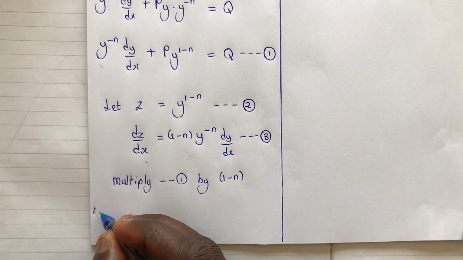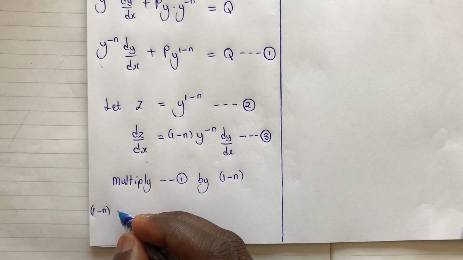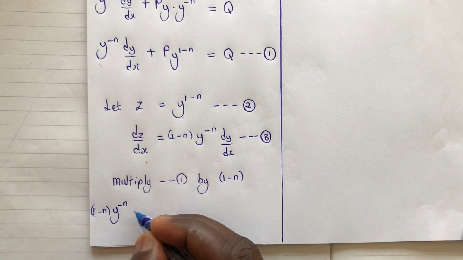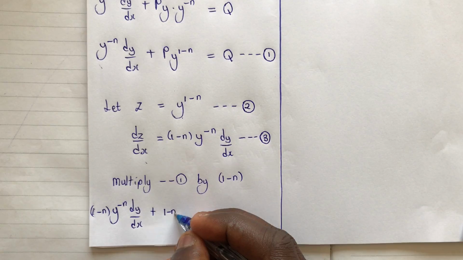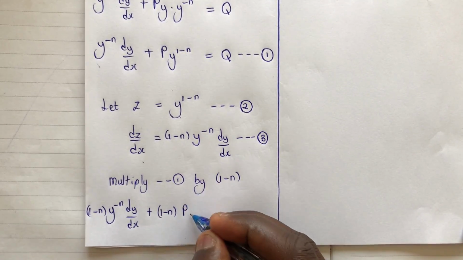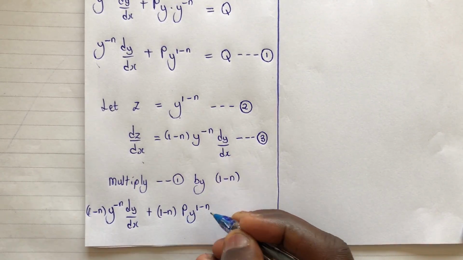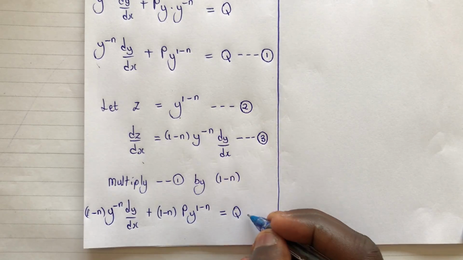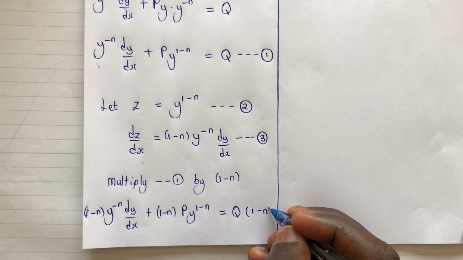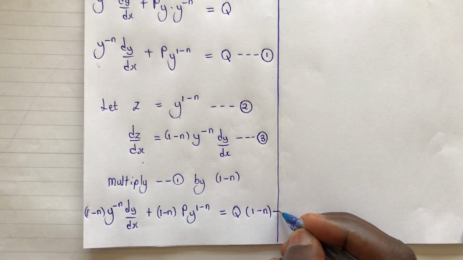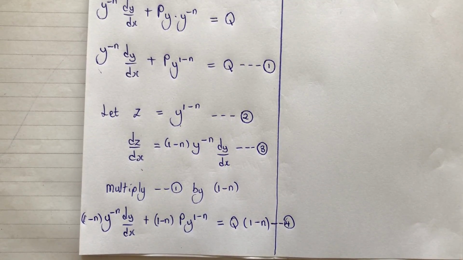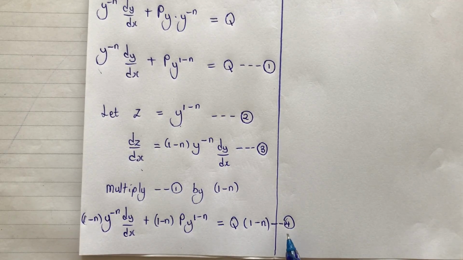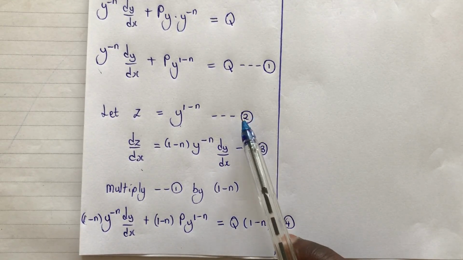So we have (1 minus n) times y to the power minus n dy/dx plus (1 minus n) times p y to the power 1 minus n equal to q times (1 minus n). Now we label this one equation 4. So in our next step, we are coming to compare equation 4, equation 3, and equation 2.